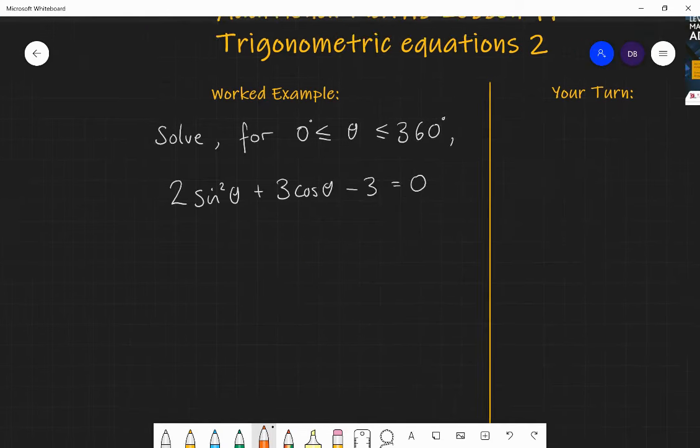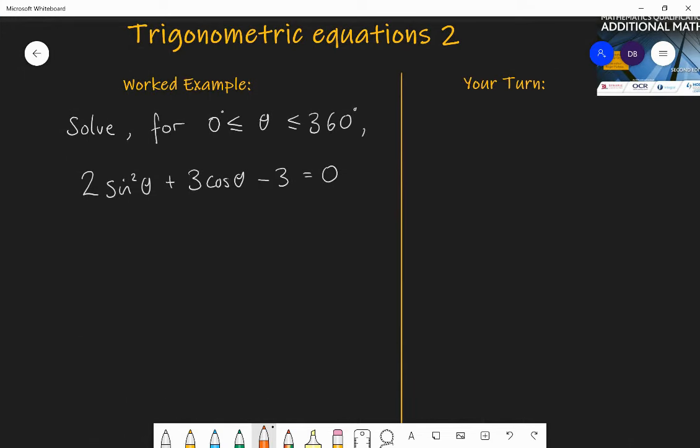So let's get on with the worked example here, trying to solve this trigonometric equation. In order to solve this trigonometric equation, the best way is firstly to think, right, do I have one trigonometric function in my expression?